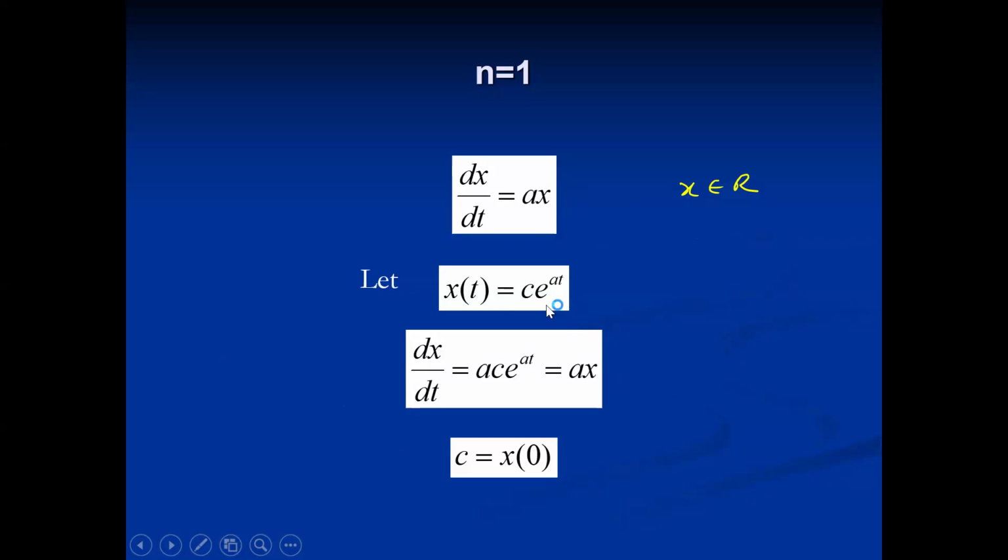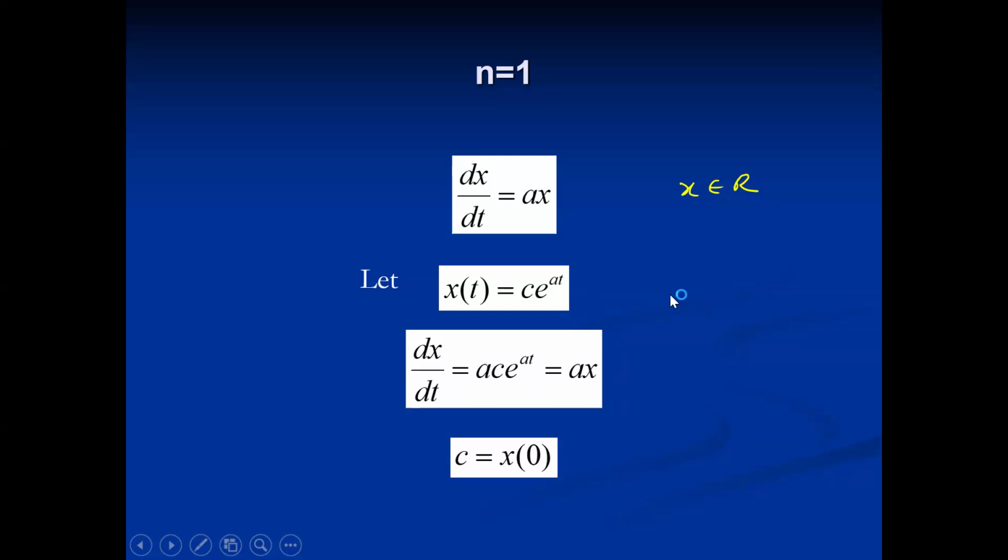The solution is x(t) is equal to c, some constant c, times e to the power at. With this, you can easily check that it satisfies the above equation, because if you substitute in the equation, you get dx/dt is equal to a times c times e to the power at, which means c times e to the power at is x(t). So plug it in here, you get dx/dt is equal to ax. So you can verify easily that it satisfies the equation.